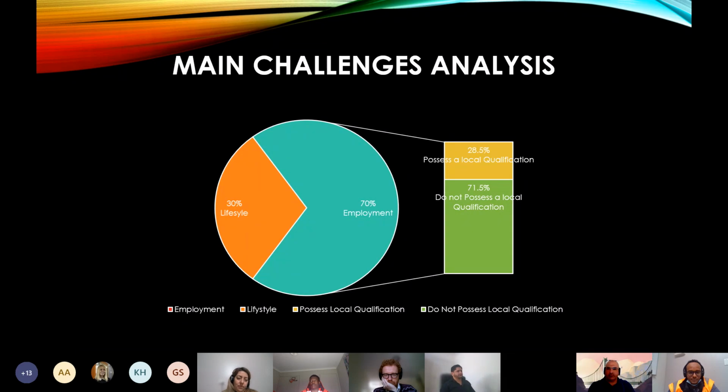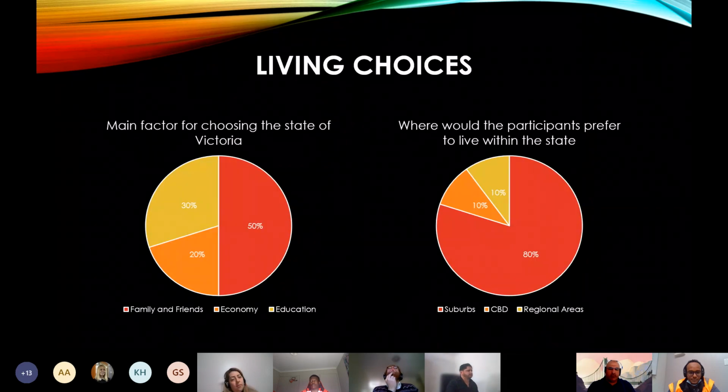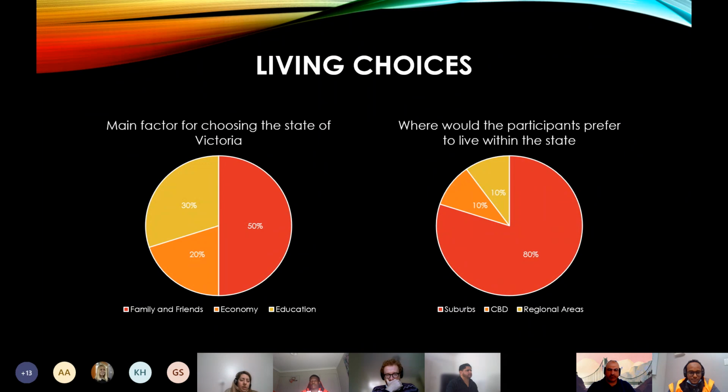And finally, we asked our participants about their living choices, of why they chose the state that they're living in, which is in this case the state of Victoria. 50% of them indicated that the reason was family and friends, while other reasons were economy and education. And when we looked closer at where they preferred to live in the state itself, the majority expressed that they preferred living in the suburbs, while the regional areas and CBD were equally desirable. And from here, I'd hand you over to Rasha.